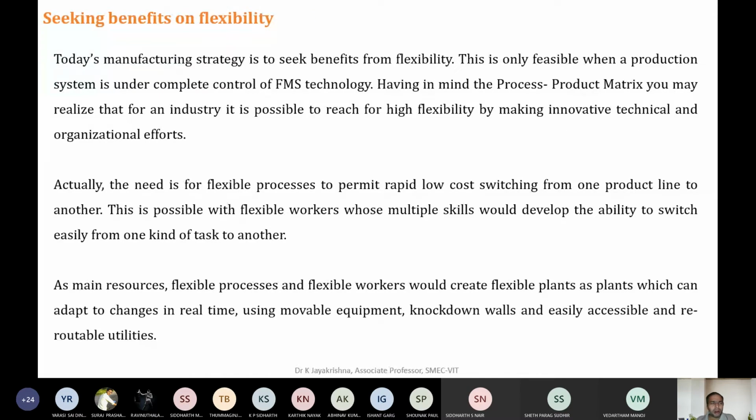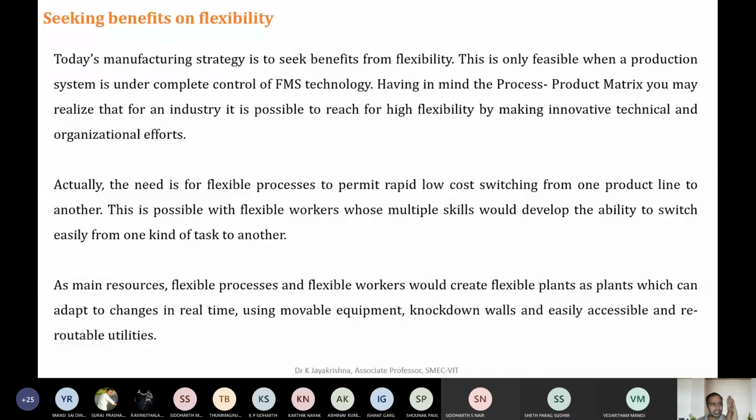So overall, what are the benefits of flexibility? How did this come into the picture? Today's manufacturing strategies work on flexibility, because they need flexibility. So what is this flexibility? If you take the process and product matrix, using the same, imagine the machines and the components or parts in your rank order clustering algorithm, or the cluster identification algorithm. You studied the process and product matrix, the machines and the products.